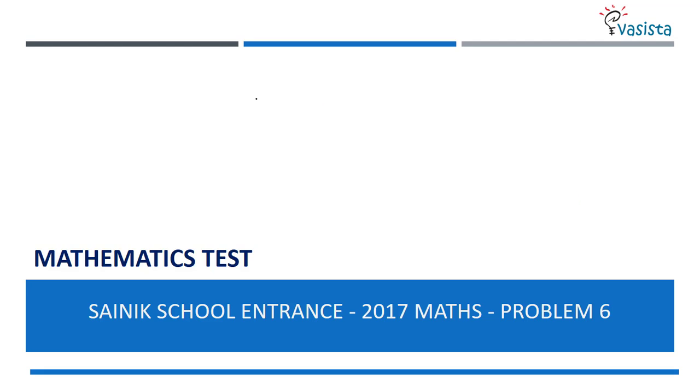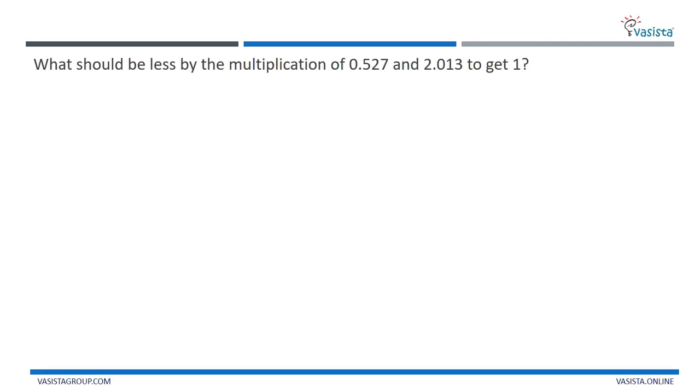Fine, this is problem number 6. Let us solve here. What should be less by the multiplication of 0.527 and 2.013 to get 1? So first we need to multiply and then we need to subtract so that we will get 1. Let us go with that. So they have given 2.013 into 0.527.